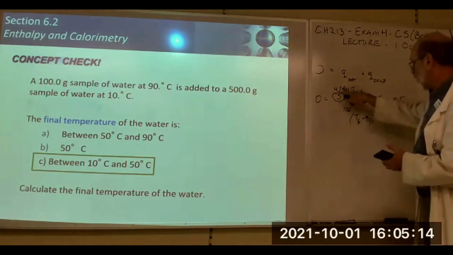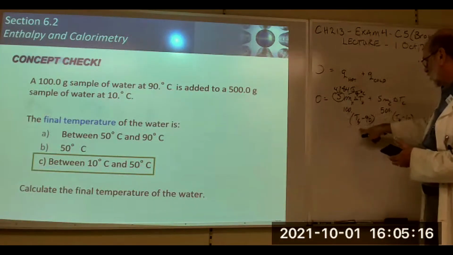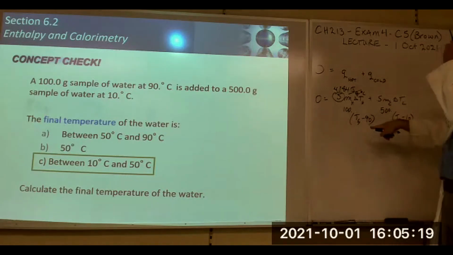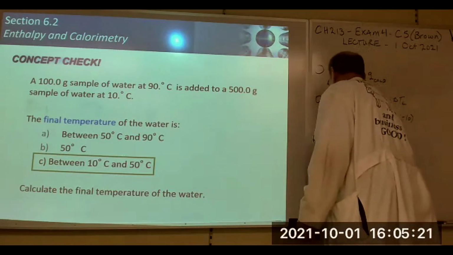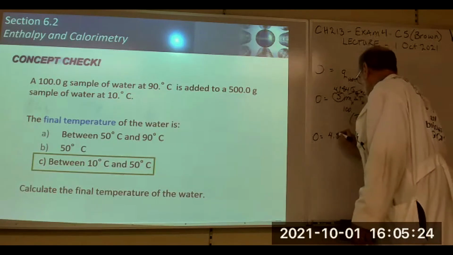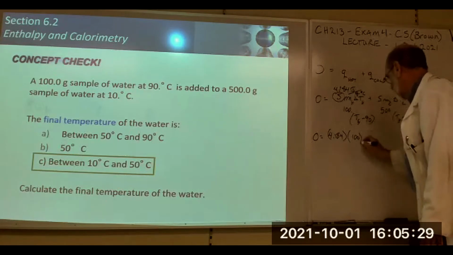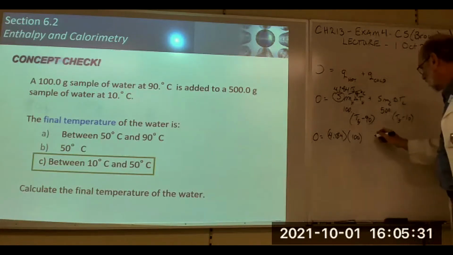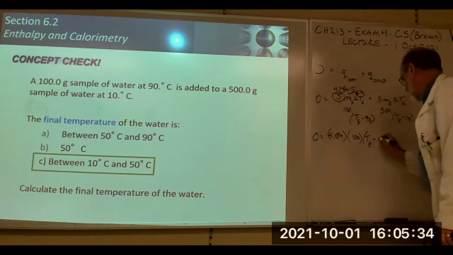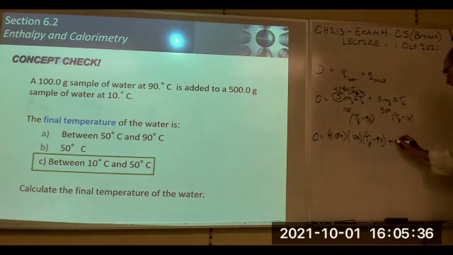All right, so we're going to have 4.184 times 100 times TF minus 90. Let's do that first. 4.184 times 100, I'm leaving out the units of measure, times TF minus 90. And then we're going to add to that 4.184 times 500 times TF minus 10. Okay?